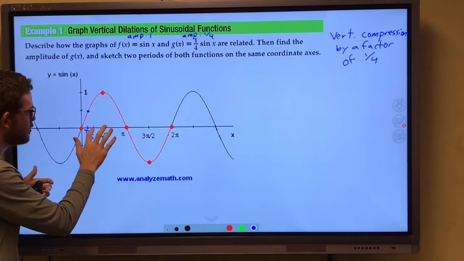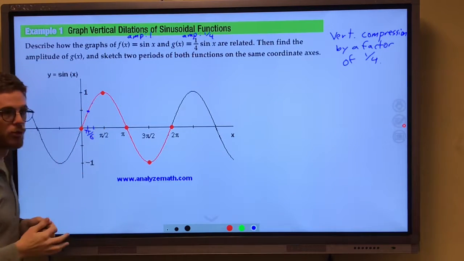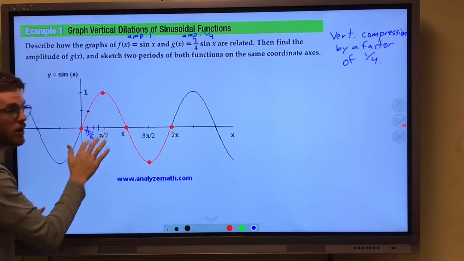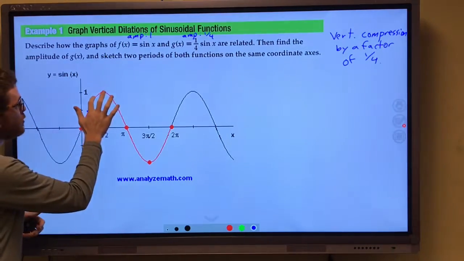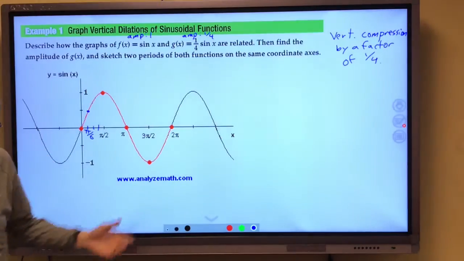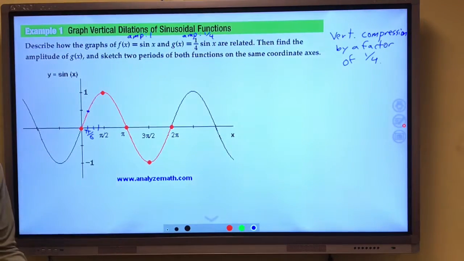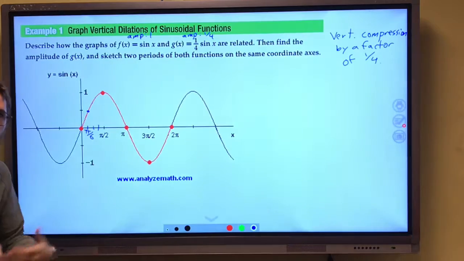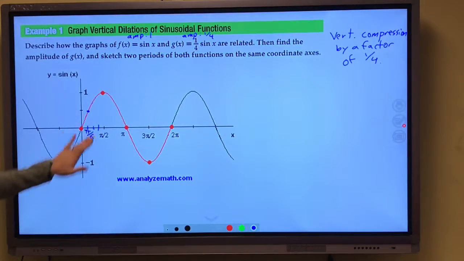Sine of pi over 4 would be root 2 over 2. Sine of pi over 3 would be square root of 3 over 2. And so those values build our sine function. We're dealing with radians here. So there's our sine function. What do we expect?